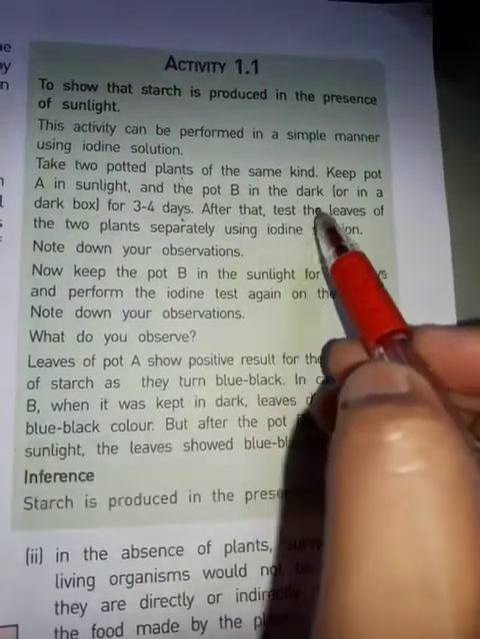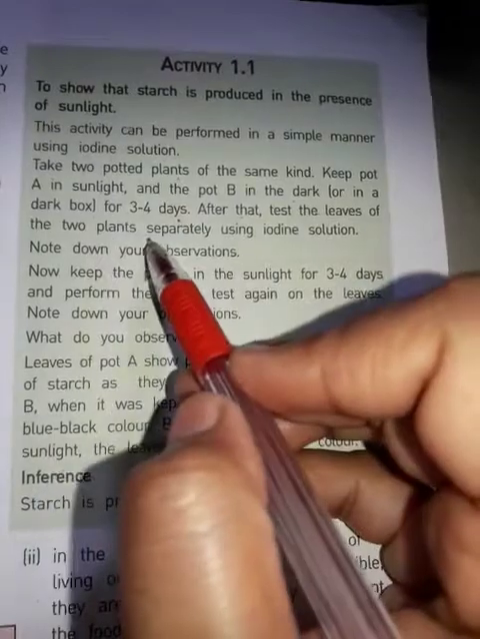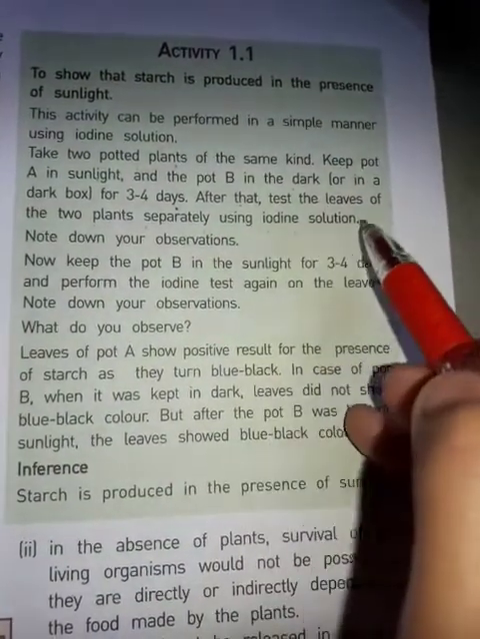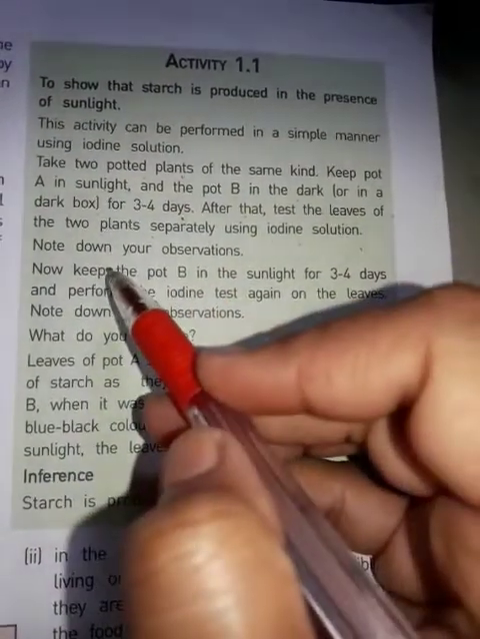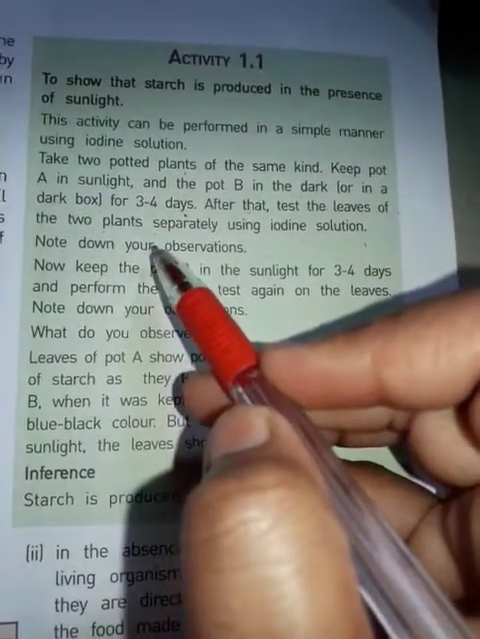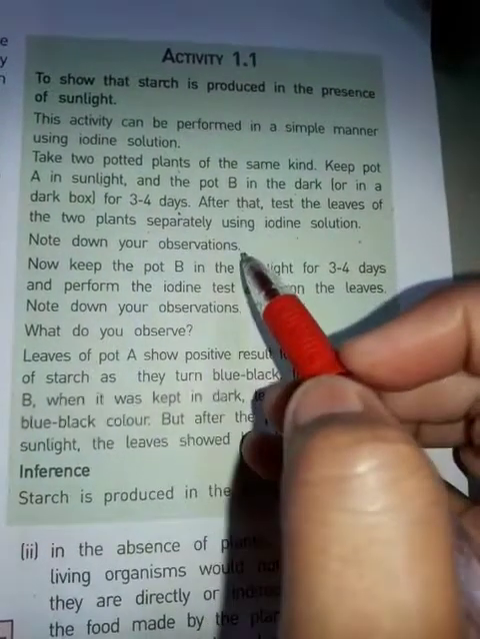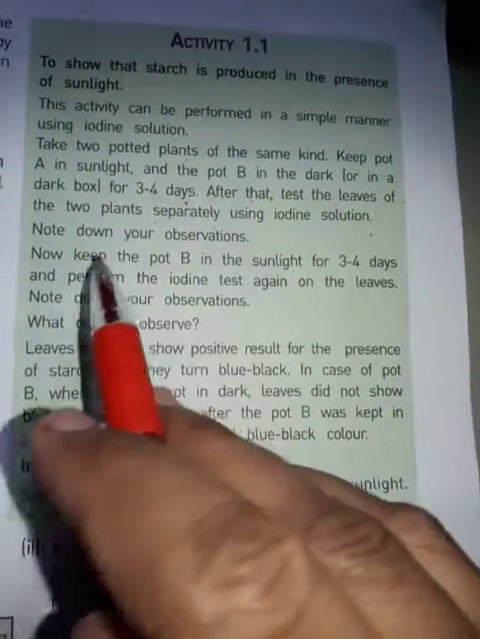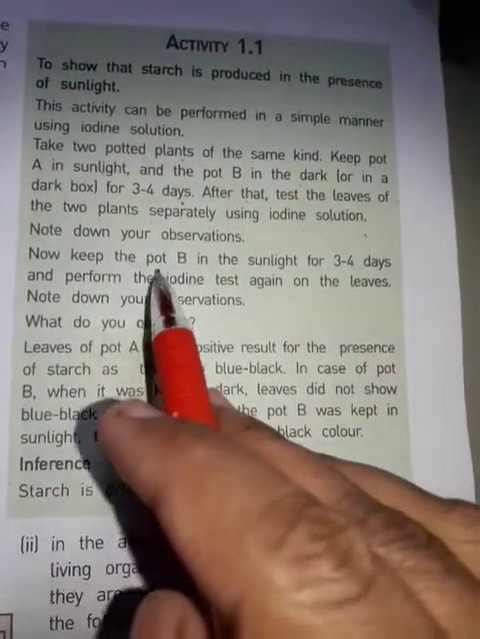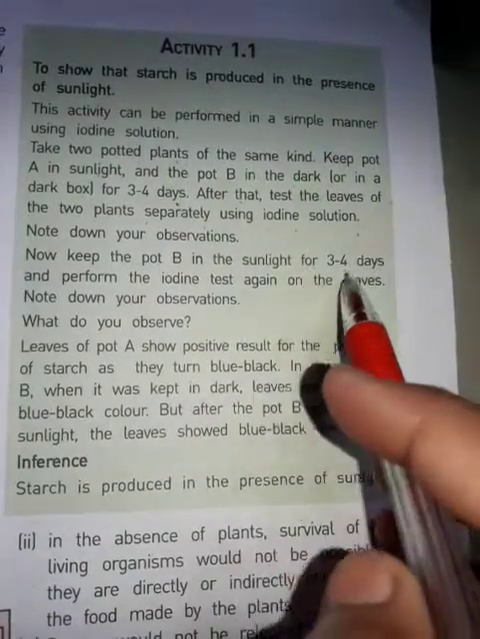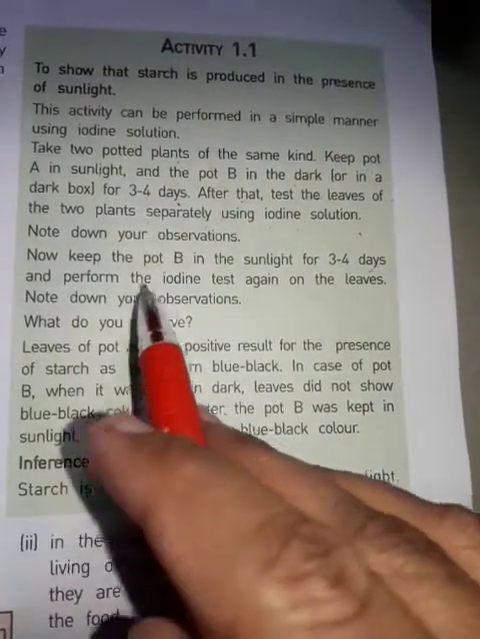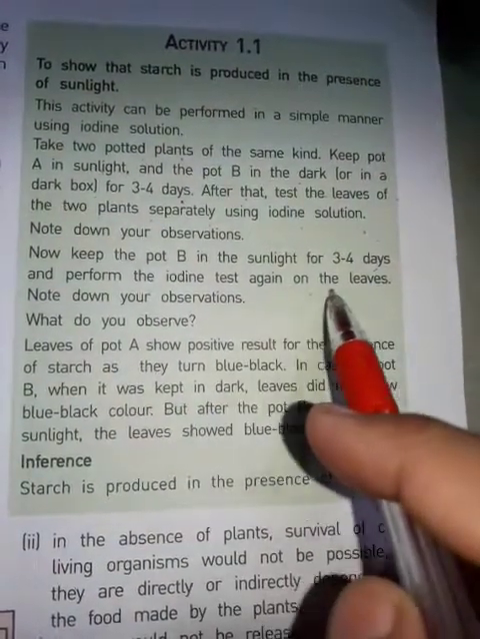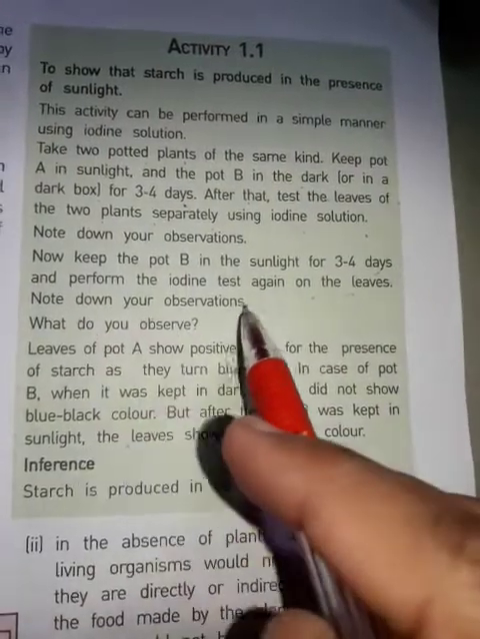After that, test the leaves of the two plants separately using iodine solution. Note down your observations. What do you observe? Now keep pot B in the sunlight for 3 to 4 days and perform the iodine test again on the leaves. Note down your observations.